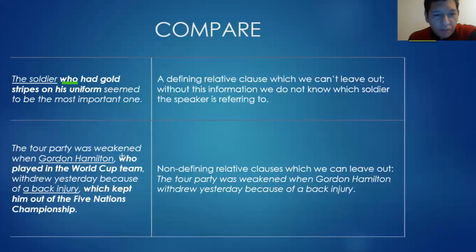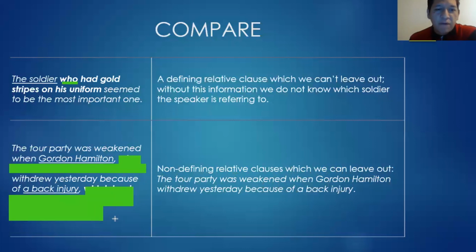Let's say, who played in the World Cup team, which kept him out of the 5 championships. We eliminate the information that is presented with a relative pronoun, and let's try to read the sentence. The tour party was weakened when Gordon Hamilton withdrew yesterday because of a back injury. And here we can have probably a period and finish that idea.